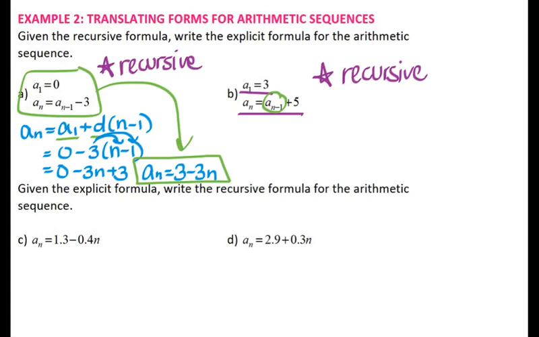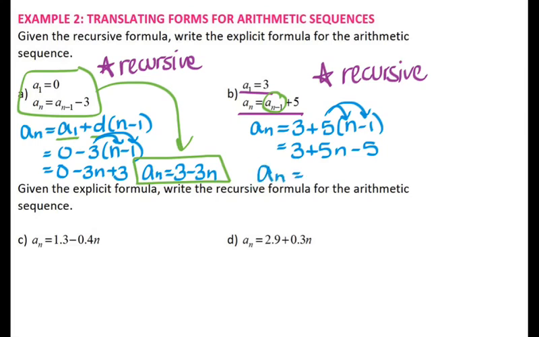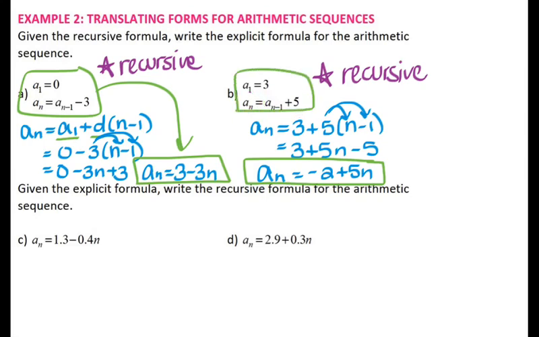And we're going to do the same thing over here. So again, we're going to start with our first term, which was 3. Our pattern for this is we are adding 5, so that means our common difference is 5 times n minus 1. That we can go ahead and distribute. So that gives me 3 plus 5n minus 5. Combine your like terms, that leaves you with negative 2 plus 5n. And that is your explicit formula. So we started with this recursive formula, and we ended with that explicit formula.